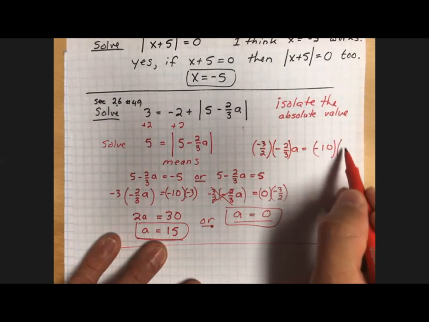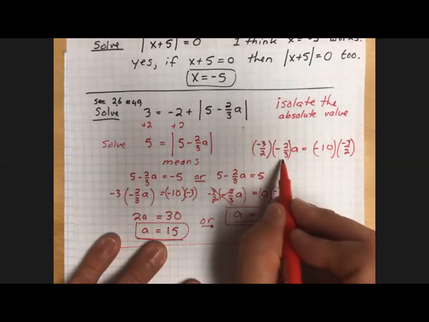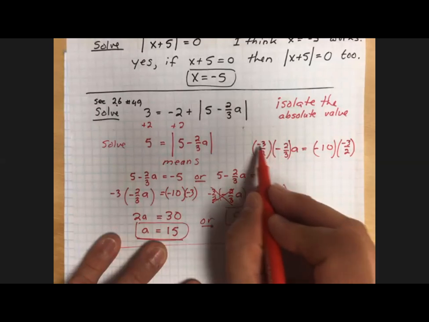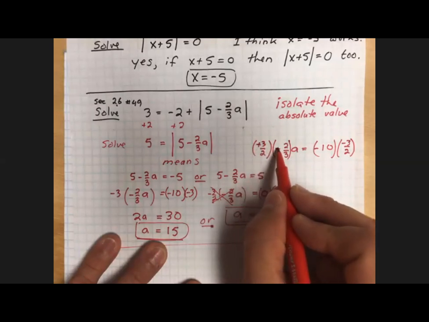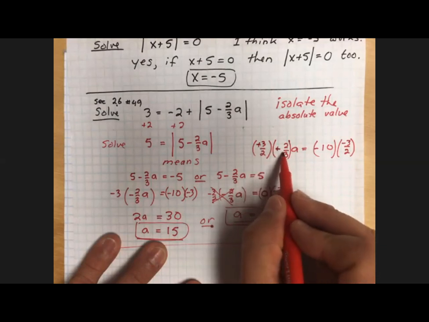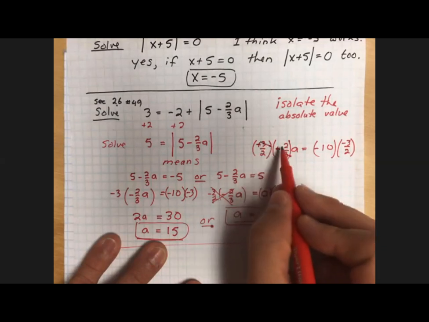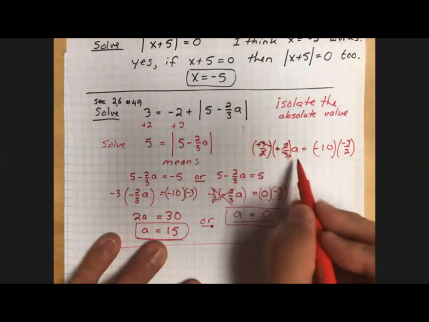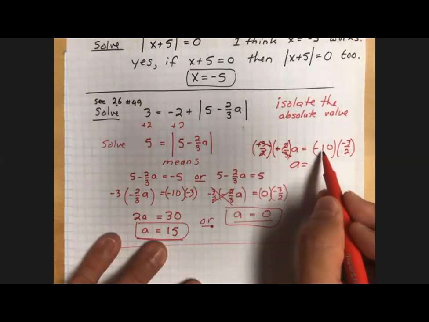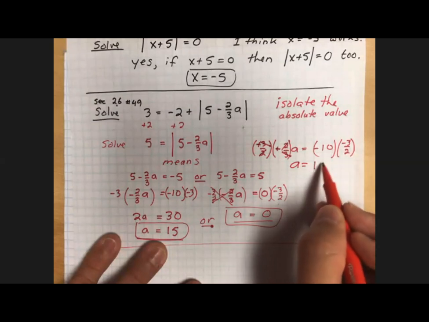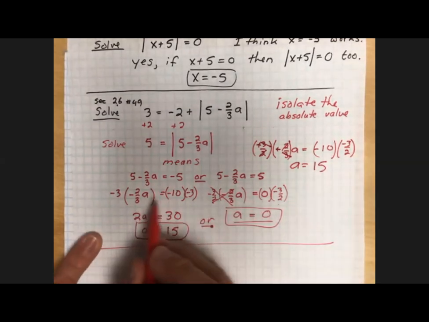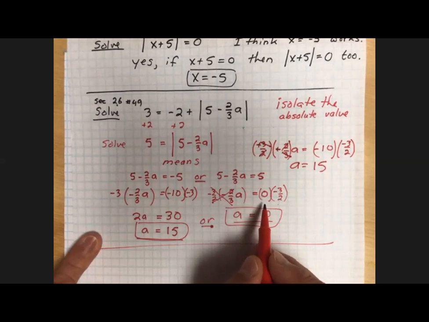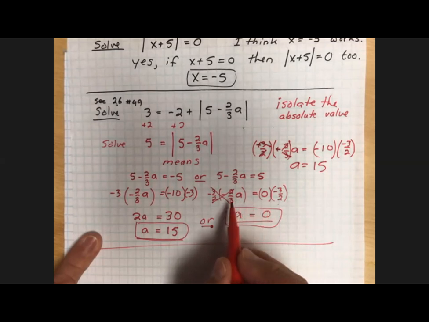But then I have to do it to the other side. Multiplying by minus times minus will make this plus. Multiplying by 3, dividing by 3 will cancel that out. Multiplying by 2, dividing by 2 will cancel that out. And now I have A all by itself. This will be 30 over 2, which is 15. That's the way I did it on the right. I multiplied both sides by -3/2, so you can do it that way.